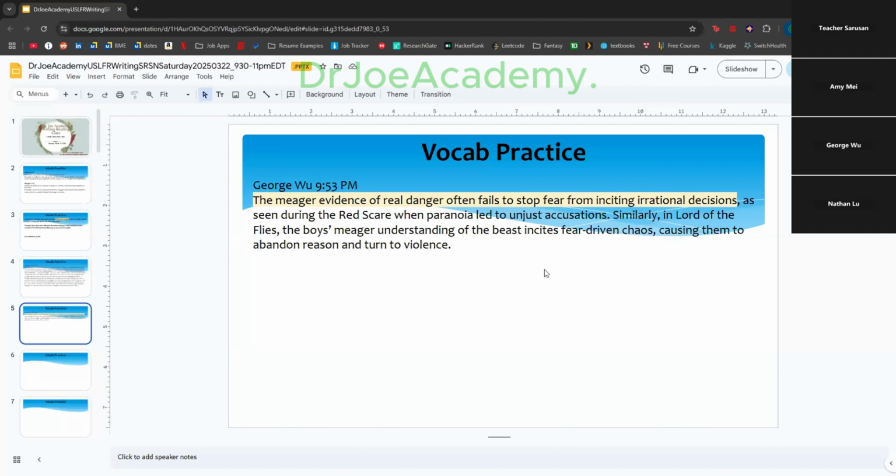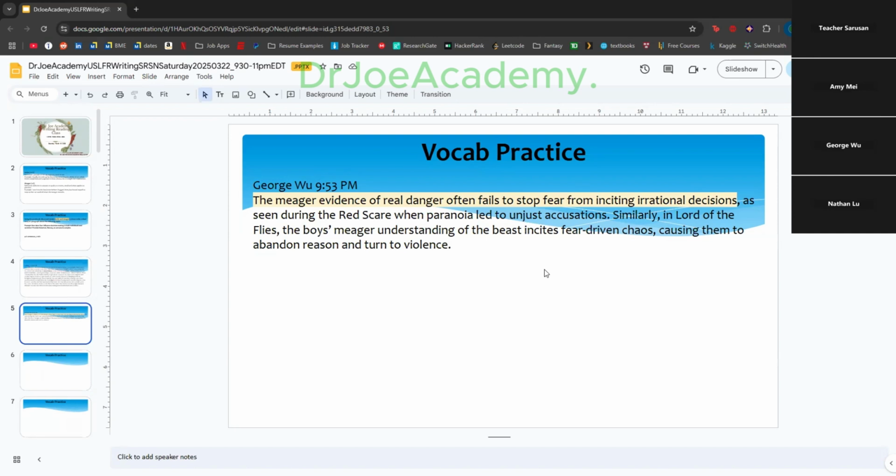That means the real truth can't really affect the irrational decision. Sorry, can you say that again? The real truth can't do something? Can stop or affect the irrational decision.